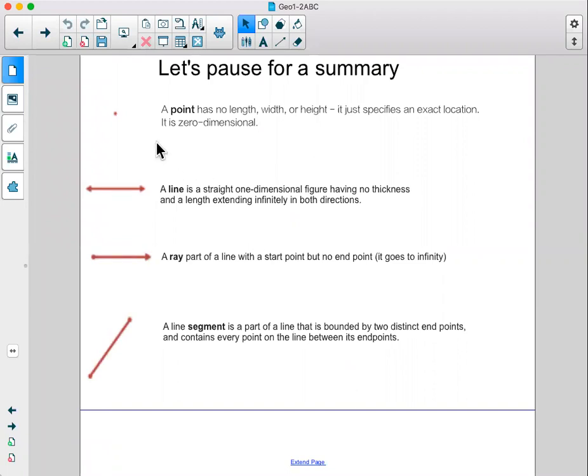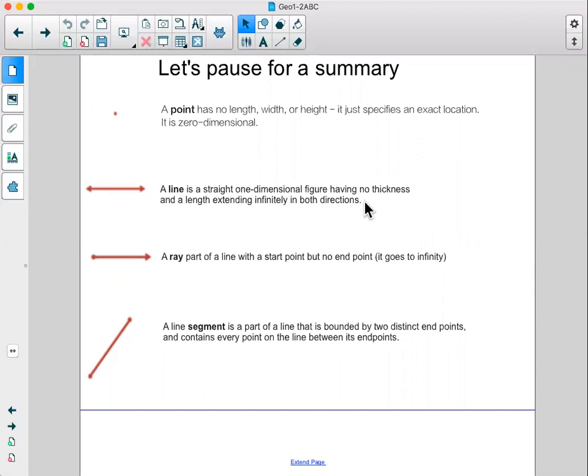So far, we've learned about points. A point has no length, no width, no height. It just specifies an exact location, but it's zero-dimensional. We name it with one capital letter. A line is a straight, one-dimensional figure that has no thickness. It just has a length that extends infinitely in both directions.